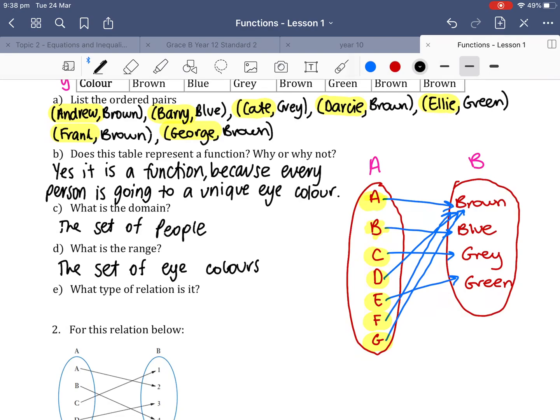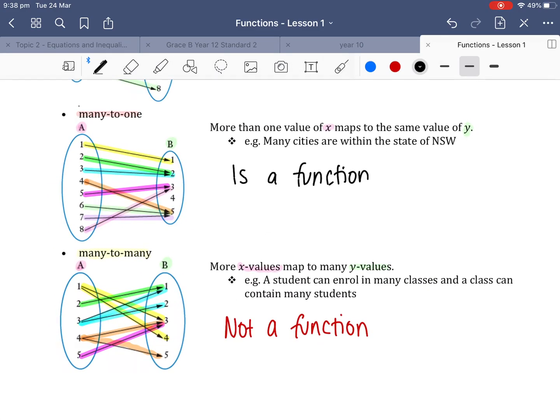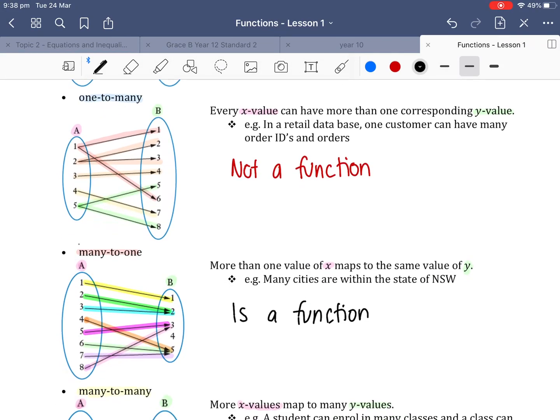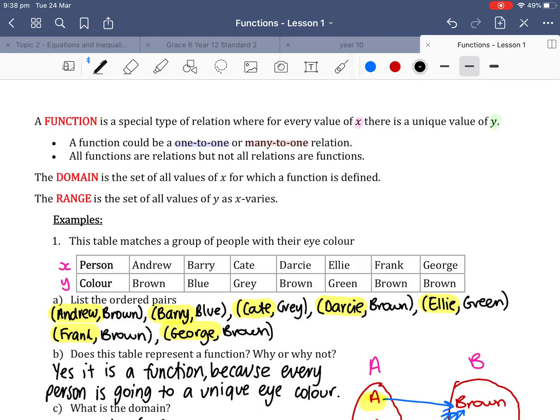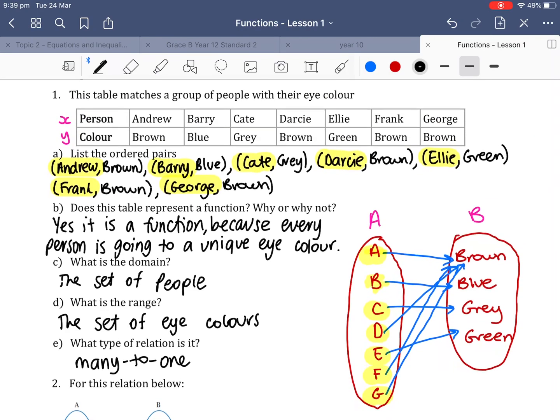E, final question, what type of relation is it? To work out what type of relation it is, we need to have a look. Because we have said that it is a function, remember, it can only be a 1-to-1 or a many-to-1. So it's not going to be a 1-to-1 because each person doesn't have a different eye colour. So in this case, it's going to be a many-to-1 because more than one value of X maps to the same value of Y. So it is a many-to-1.